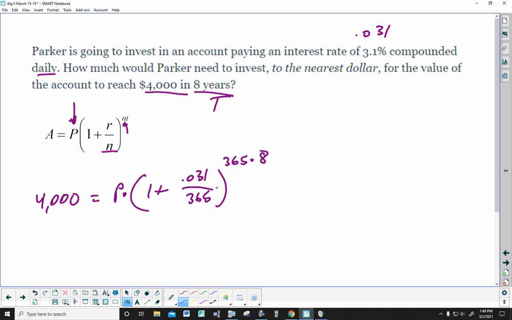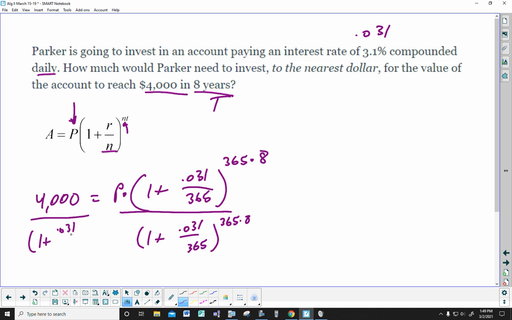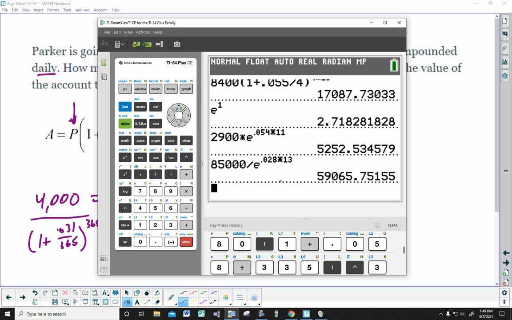Okay. Again, this is held by multiplication, so just divide all of that to the other side. Just leave the parenthesis, 1 plus 0.031 over 365 raised to 365 times 8, and do it to both sides. And just type all that in your calculator.